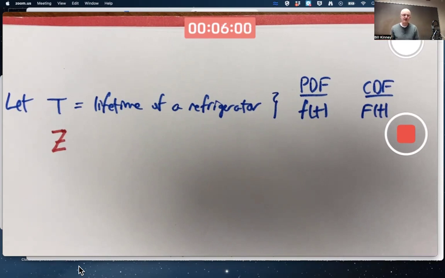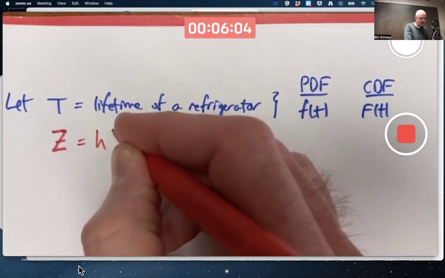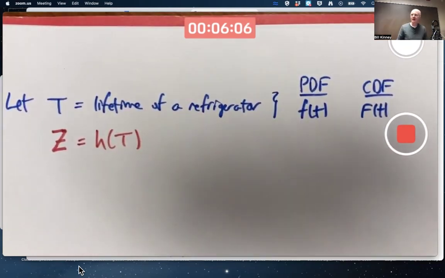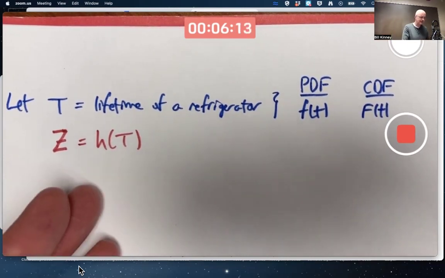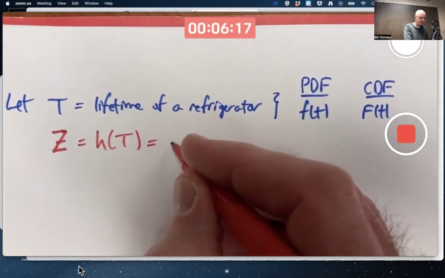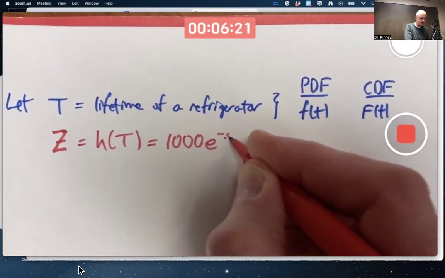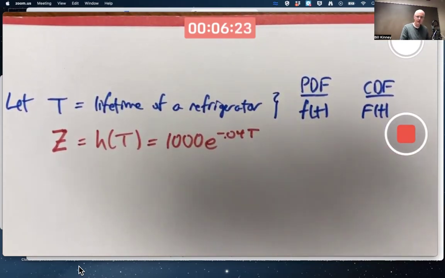It's going to be a function of t. I could give the function a name. Go ahead and call it h of t, though I may not in general refer back to the letter h. All I'm trying to say here is it's a function of t. And the function in this case, if we are consistent with what we did on Monday, is 1,000 e to the negative 0.04 times t.